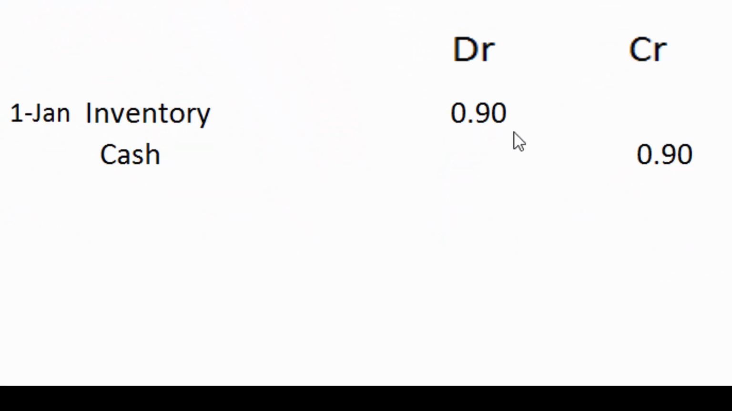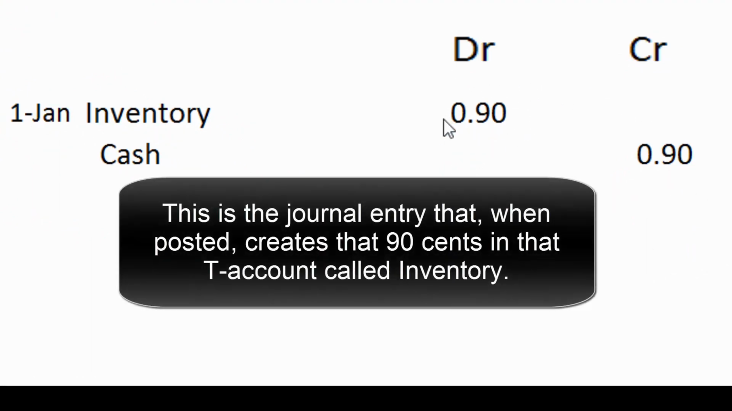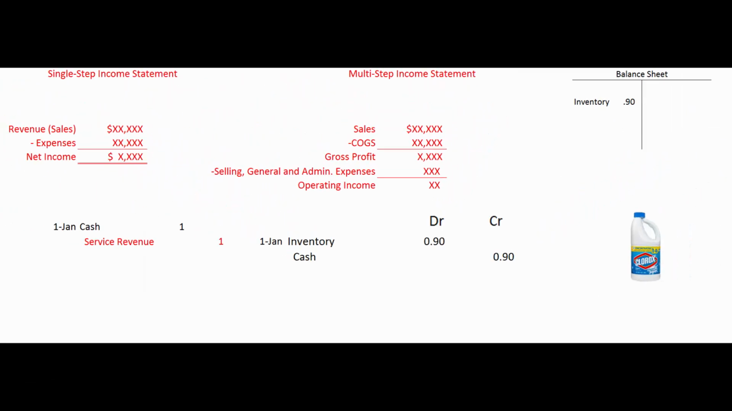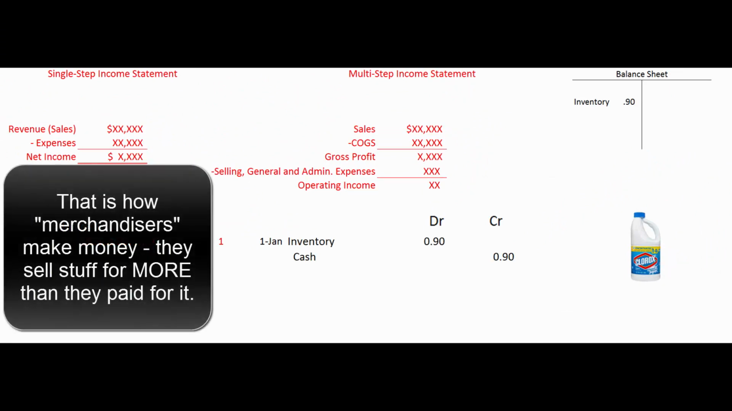Inventory is an asset. Assets increase with debits, so we debit inventory for 90 cents. We pay cash for it. Cash is an asset. It increases with debits, so it decreases with credits, so we credit cash for 90 cents. And so now that bottle of bleach is sitting in my inventory for 90 cents. How much am I going to sell it for? More than 90 cents. That's my gross profit margin. That's my markup.